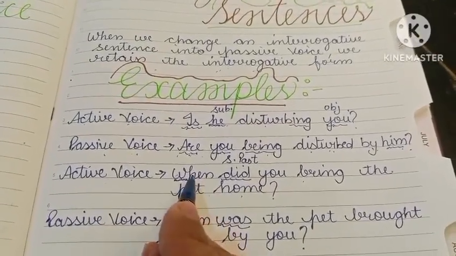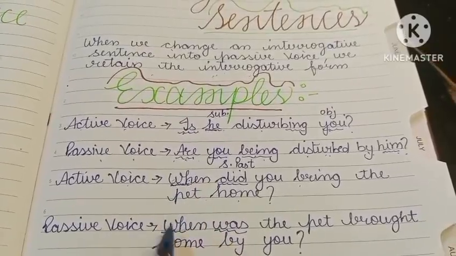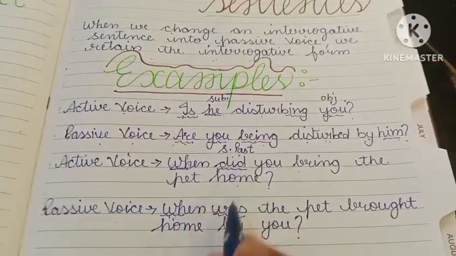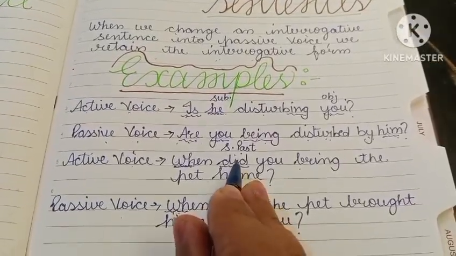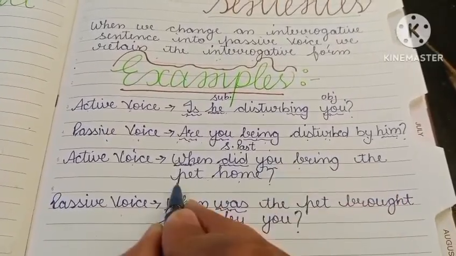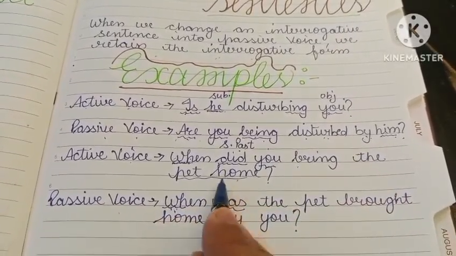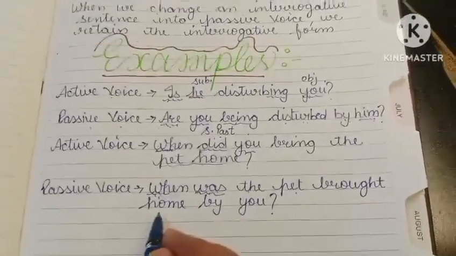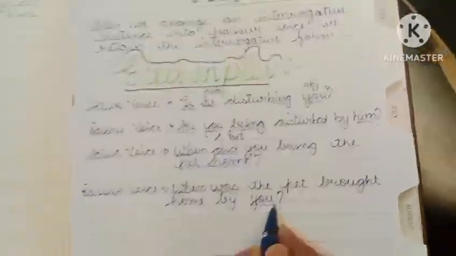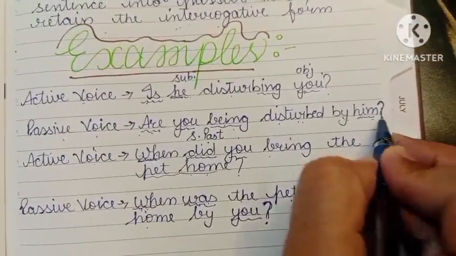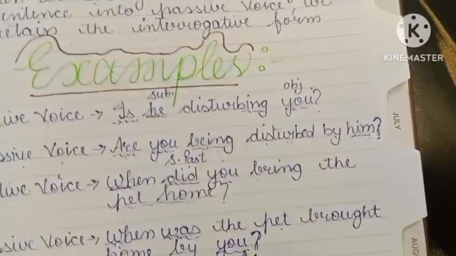If we are using when in the active voice, we will start with when in the passive voice. When did, was. Now replace did with was, and here what is the subject? You, and the object is pet home. Now the object will become the subject here. When was the pet brought home by you? And always remember to put a question mark at the end of the sentence.